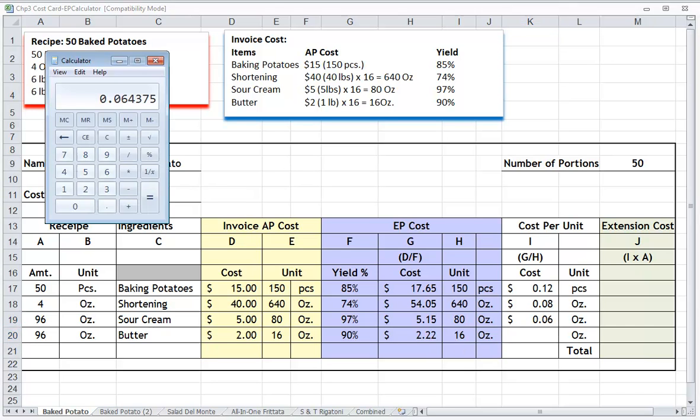And our last item is the butter. We paid $2.22 for the butter. Actually, that's the EP cost, not the as purchase cost. Divided by 16, and that's about 14 cents.